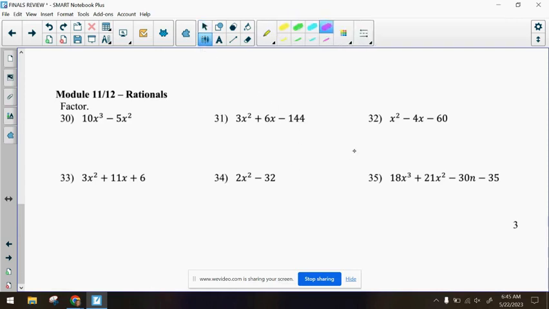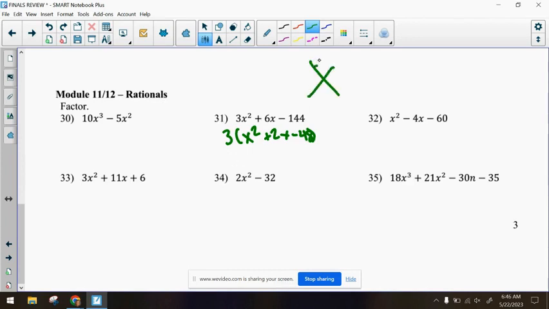So number 31, they have a GCF in common that I would need to factor out. That GCF is 3. Let me get the right pen here. So I'm going to take out that 3. Left over is x squared plus 2x. And then negative 144 divided by 3 gives me negative 48. So on the inside of the parentheses, that's going to be x method. That means I'm looking for numbers that multiply to be negative 48, that add to be 2. Remember, GCF is something that we have to check for every time.